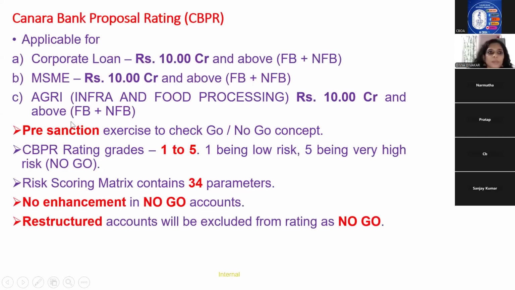So we told this CBPR is beyond 10 crore in case of MSME, and for the corporate as well. It's a pre-sanction exercise. It's a rating grade 1 to 5, 1 being the lowest risk and 5 being very high risk. It's a no-go. 5 means no-go.